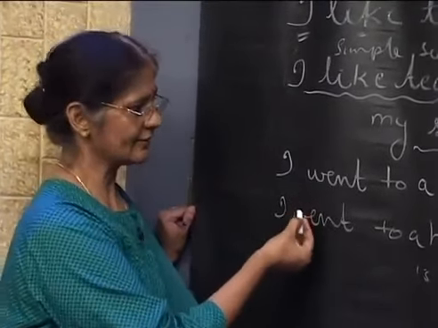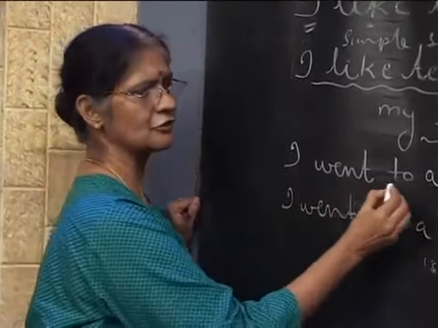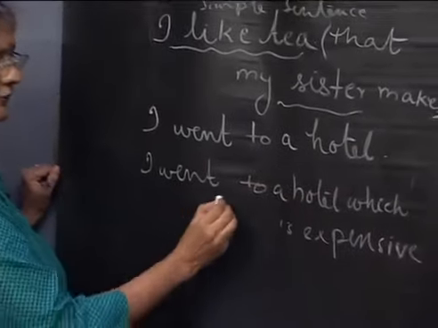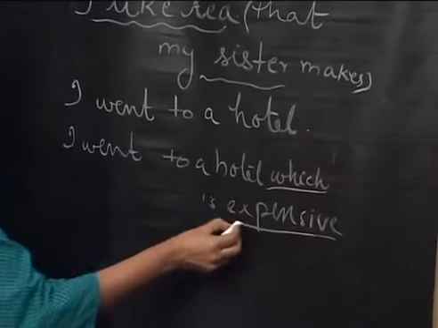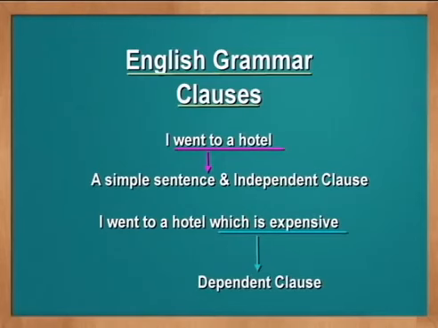Same way, let's come to the second sentence. I went to a hotel. I went to a hotel which is expensive. Here, "I went to a hotel" is an independent clause, otherwise it is a simple sentence, but "which is expensive" is a dependent clause.